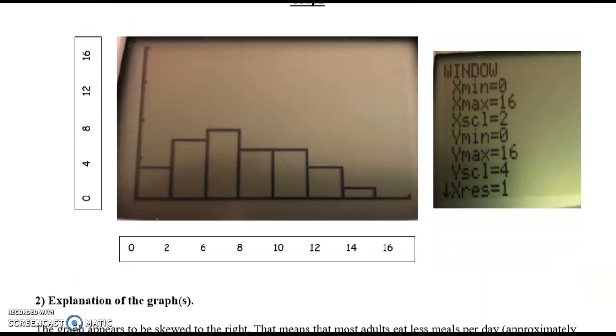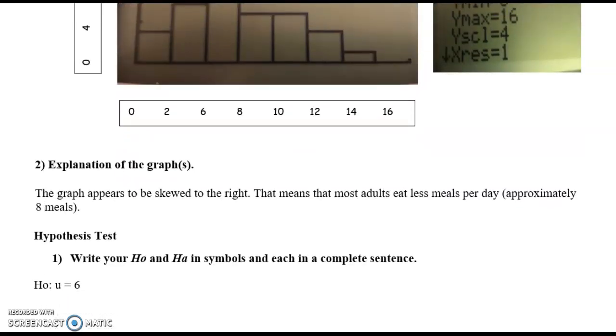Okay, and this is the graph. The graph appears to be skewed to the right. That means that most adults eat fewer meals per day, approximately, with the majority saying 8.